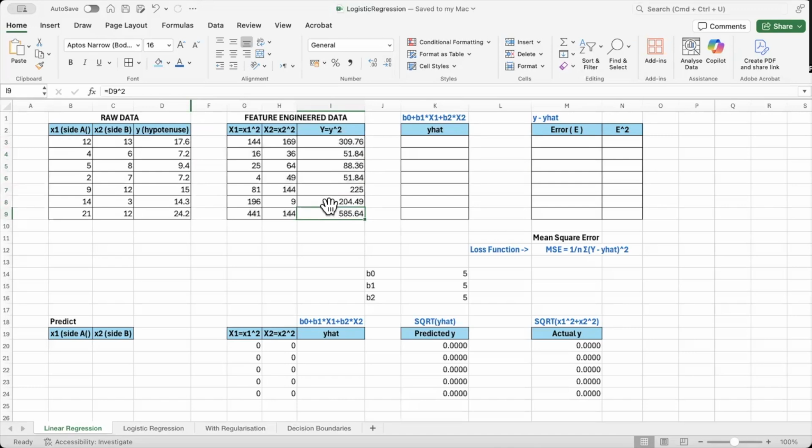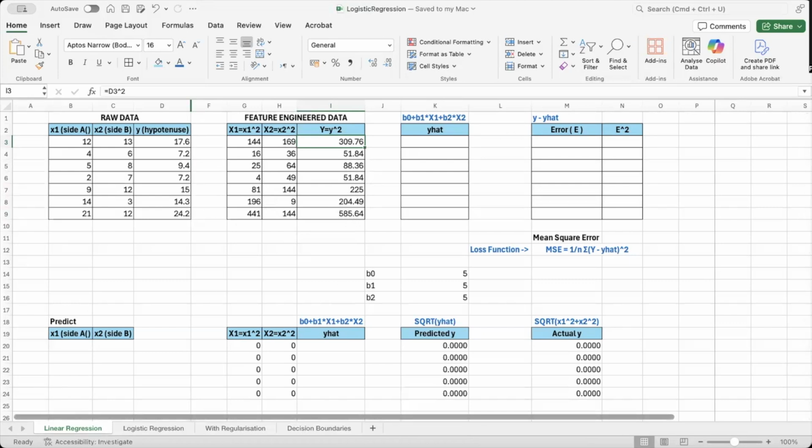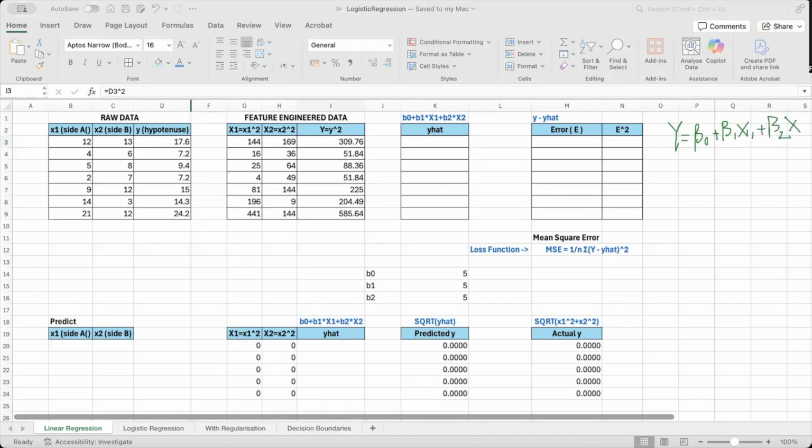Now we will try to do a linear regression here where we will see if we can find a relationship between these two independent variables and this as the target variable. So what we really want is to find an equation of the form capital Y is equal to beta 0 plus beta 1 capital X1 plus beta 2 capital X2. So this is what we want to find.